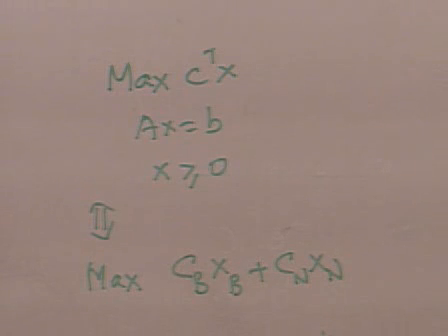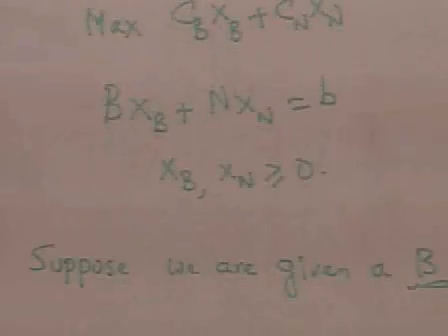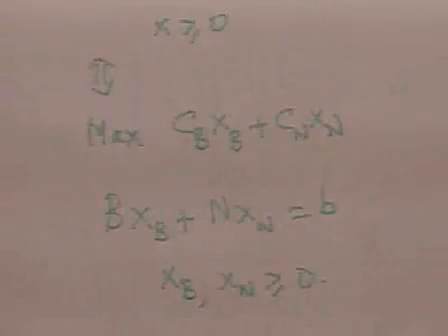Now, I'm thinking about this problem not as an LP, but as the following. Suppose we are given a B. Suppose I give you a basis matrix, or suppose I give you the set of basic variables. What do you do with it? How do you get this dictionary representation, for instance? We know how to do this, right?